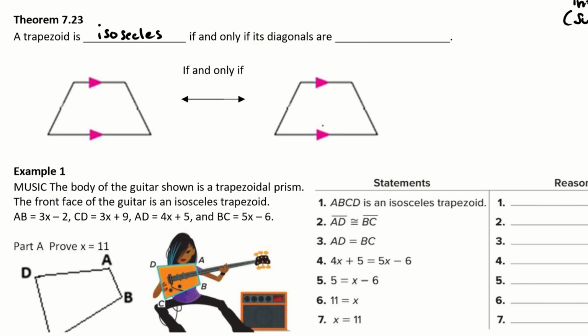All right, so 7.2.3: a trapezoid is isosceles if and only if its diagonals are congruent. Okay, so they're saying this is isosceles if and only if. If and only if is a two-sided condition. You can go from left to right or from right to left. Okay, that's what that means. It's a biconditional. So it says if and only if its diagonals are congruent. So if I had diagonals that are the same length, so this diagonal is congruent to that diagonal, then it has to be an isosceles trapezoid. Okay.